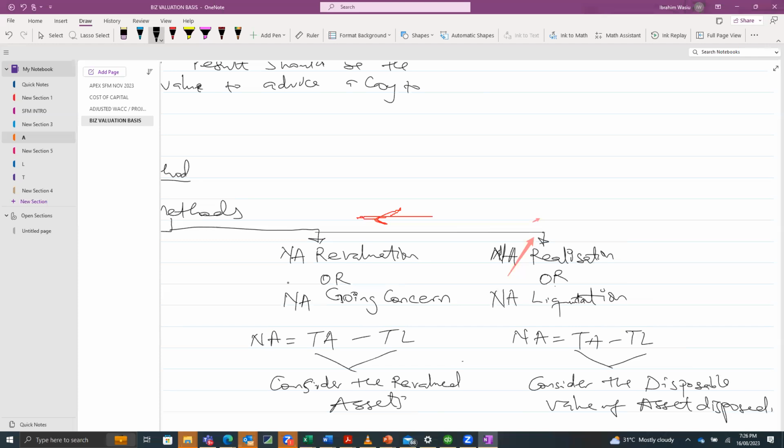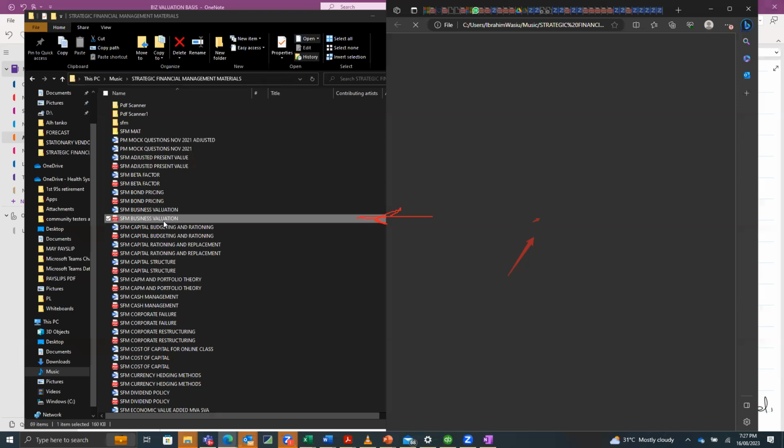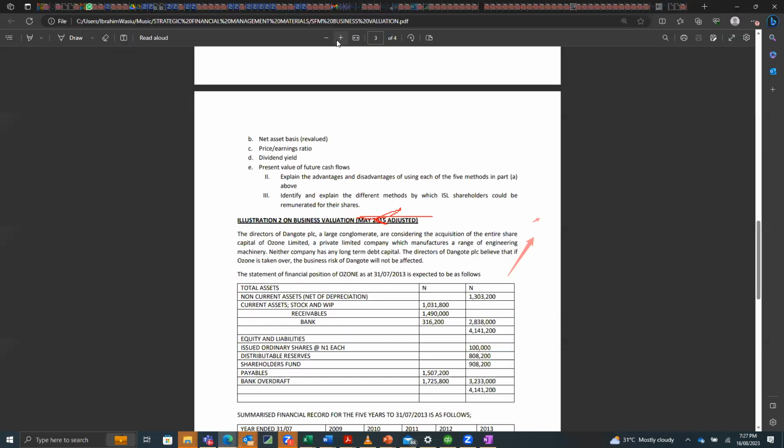Let me check if I have the question here. Just a minute. Let me show you something. I've seen situations whereby the examiner says students should use the method. Can you see my screen now? Yes, you can see the question.